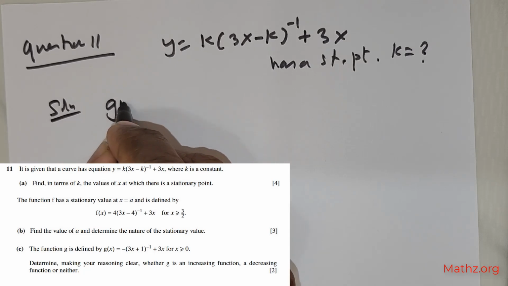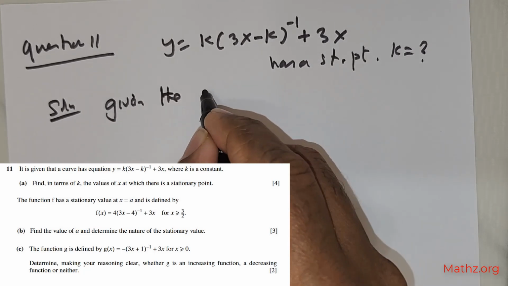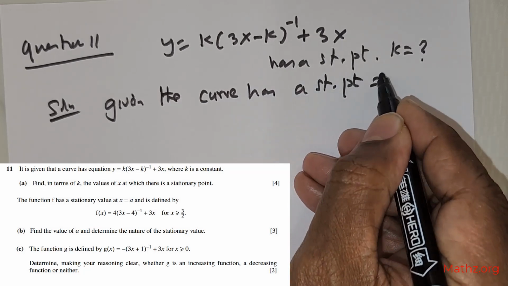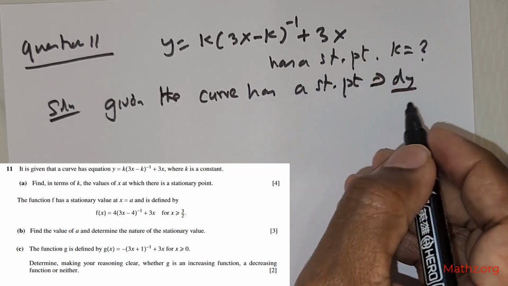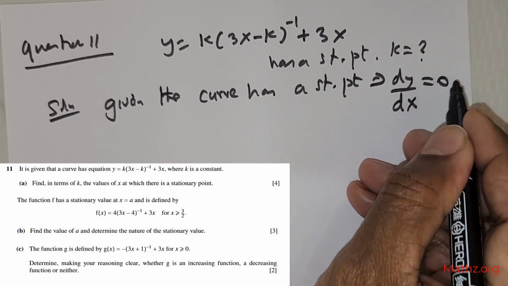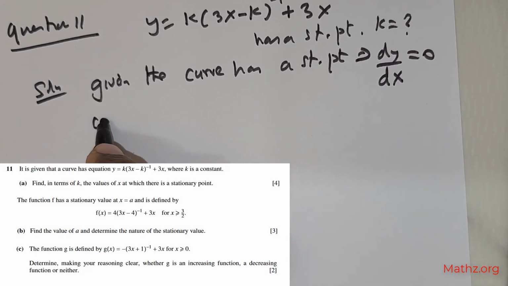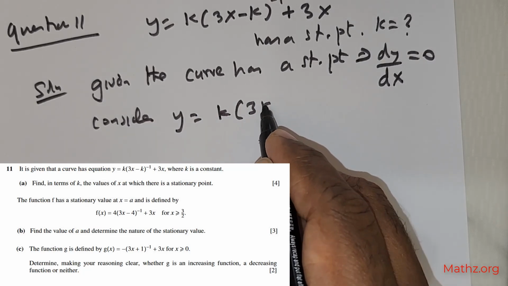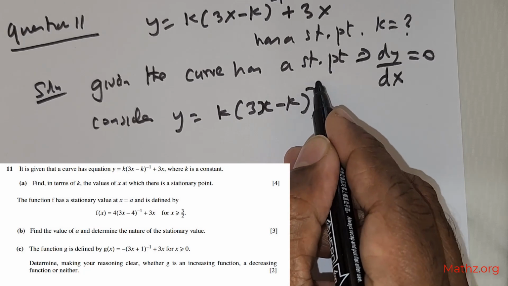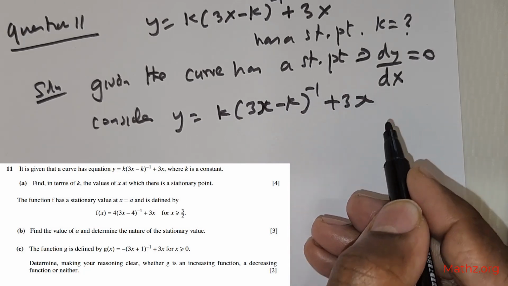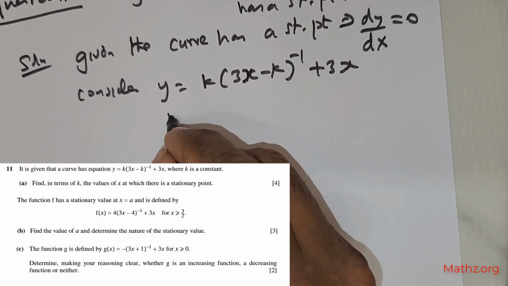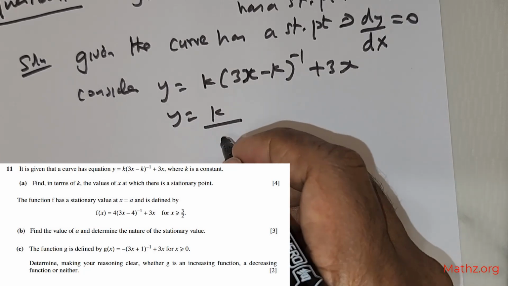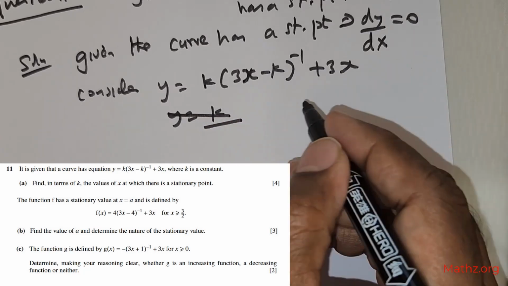The solution is given. The curve has a stationary point. This means the stationary point would occur only when dy over dx is equal to 0. Now consider y equal to k times (3x - k) raised to the power of negative 1, plus 3x. You rewrite this as y equal to k over, in fact you don't have to rewrite, you can directly differentiate.